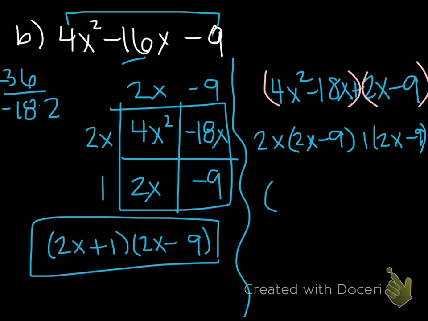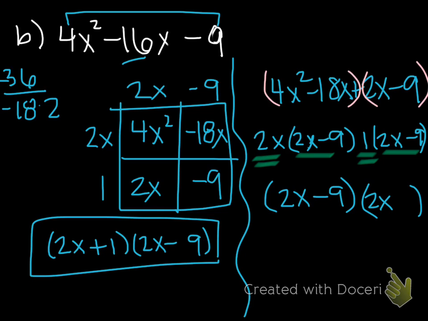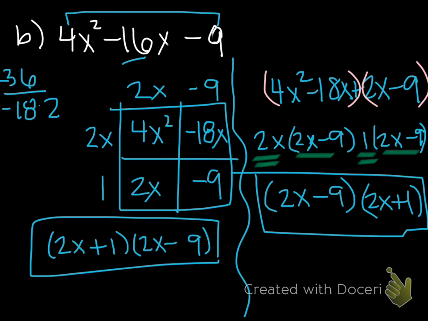Then from here, the 2x minus 9 is like your GCF, so I'm taking that out, and I write one of them. And then the other quantity is coming from the leftovers, the stuff that's on the outside, which is 2x and plus 1. And that is your answer. So again, you only need to copy down one way, decide which way you like, and stick with it.